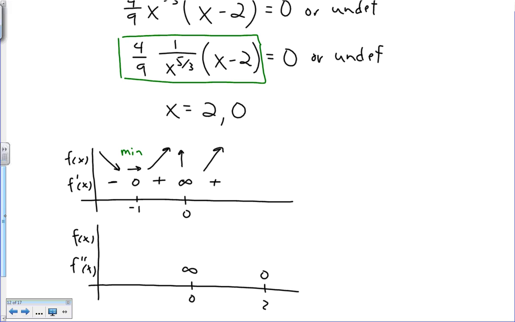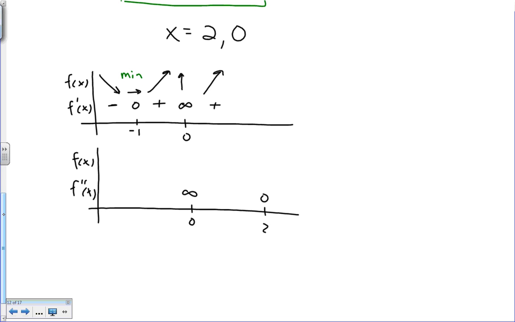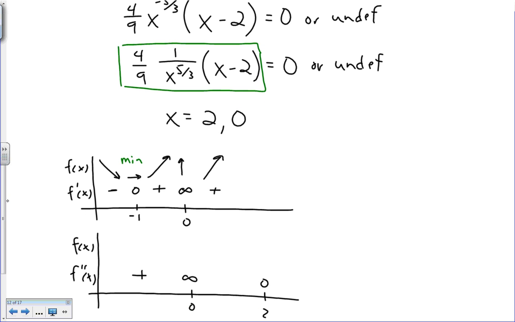If I plug that in, the 4/9 of course is positive. 1 divided by x to the 5/3. Now, taking the cube root is going to keep the sign. Raising it to the 5th power is going to keep the sign. So that's going to turn out to be negative when I plug in a negative number. And -1 minus 2, that's going to be negative. So I've got a positive times a negative. That turns out to be a positive result. Now plug in a number between 0 and 2, like 1. If I plug in 1, 4/9 is positive.